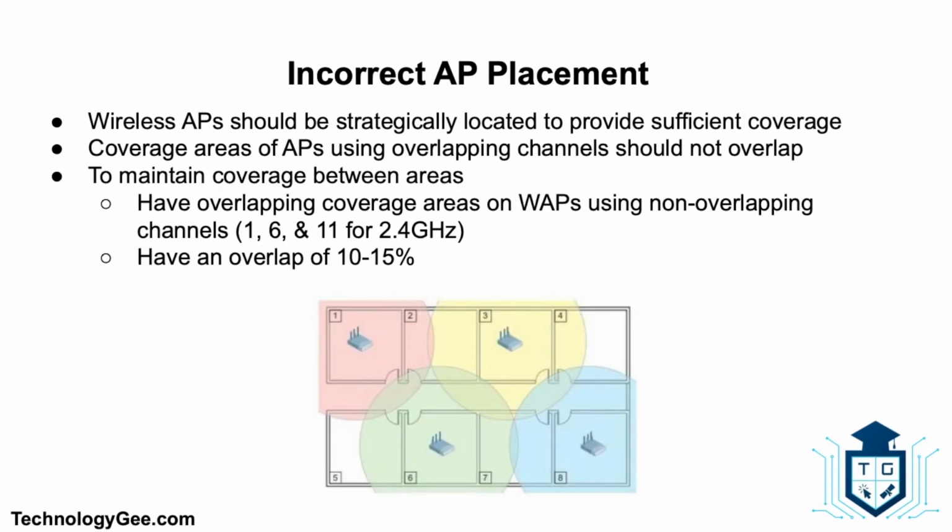Next, we have incorrect access point placement. Wireless access points should be strategically located in a building to provide sufficient coverage to all desired coverage areas. However, the coverage areas of wireless access points using overlapping channels should not overlap. To maintain coverage between coverage areas, you should have overlapping coverage areas amongst wireless access points that are using non-overlapping channels, such as channels 1, 6, and 11 for wireless networks using the 2.4 gigahertz frequency. A common design recommendation is that overlapping coverage areas that are using non-overlapping channels should have an overlap of approximately 10 to 15%. Also keep in mind the use of the 5 gigahertz band, which offers many more non-overlapping channels.